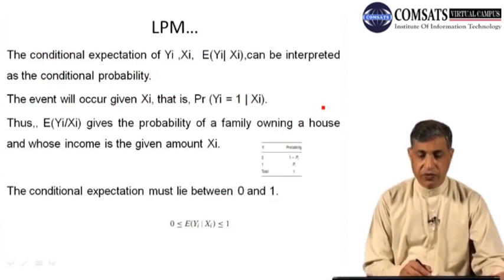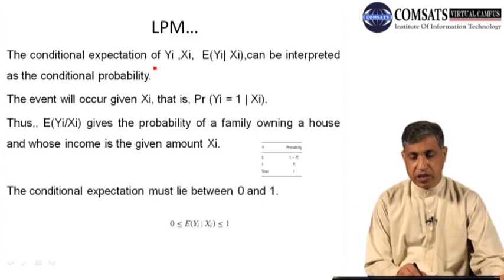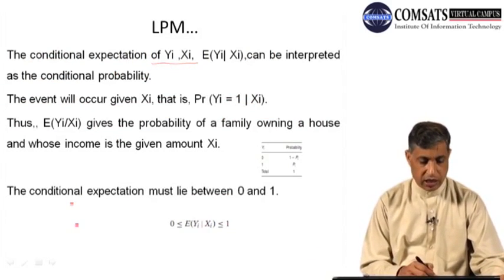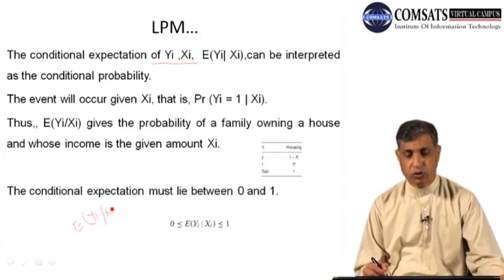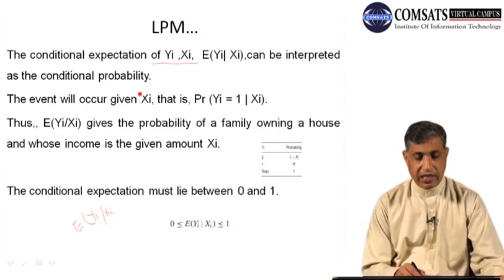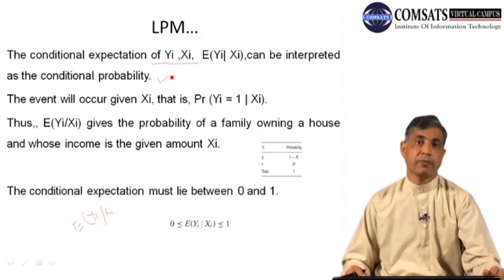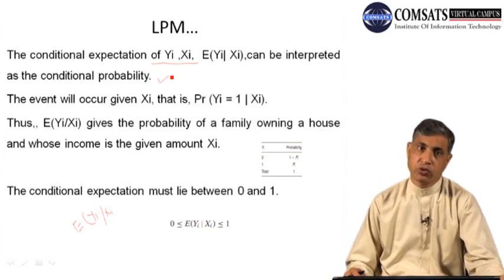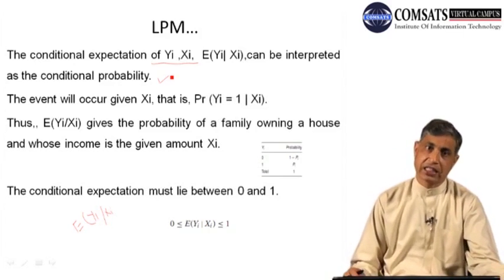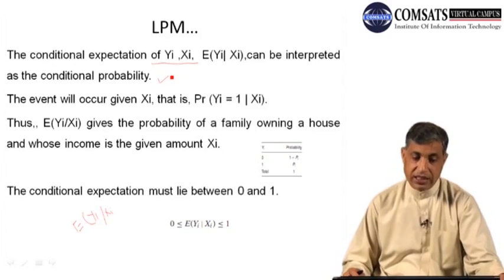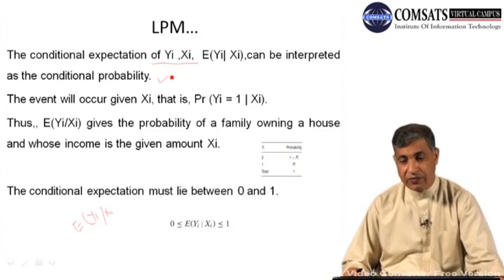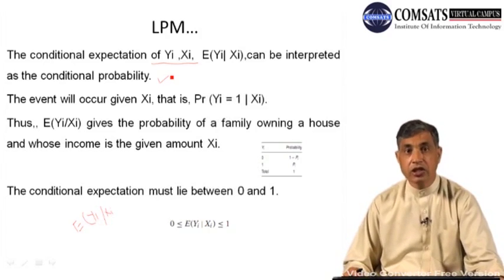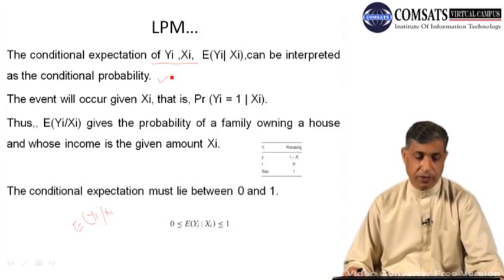Now we are going further. What we will be writing is the conditional expectation of Yi given Xi. You can easily write the expected value of Yi given Xi, which can be interpreted as the conditional probability. In the previous example, we used to say that as the independent variable increases by 1 unit, there is on average an increase of such and such. But now the dependent variable can be interpreted as the conditional probability. It is based on some probability.